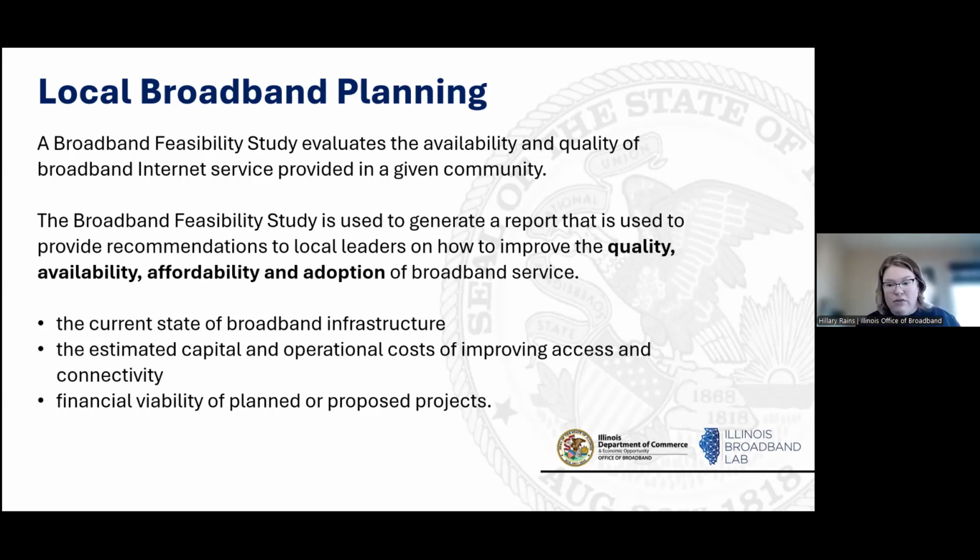What if we do all fiber? What's that going to cost versus what if we do wireless? How are those things, the pros and cons, et cetera, right? You want to make sure that you're putting enough capital toward the project, and also the financial viability of planned and proposed projects. We're still talking about, in a lot of places, a business venture, right?